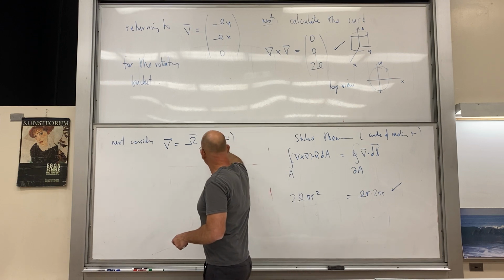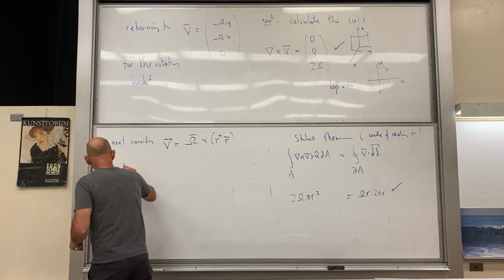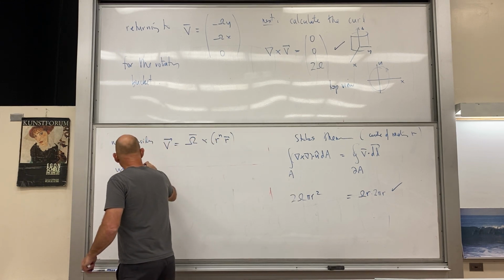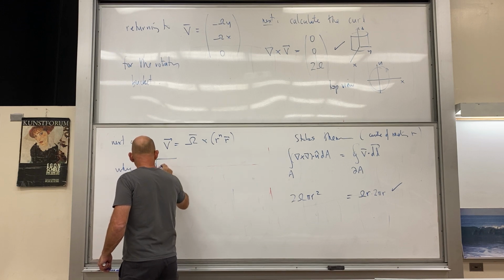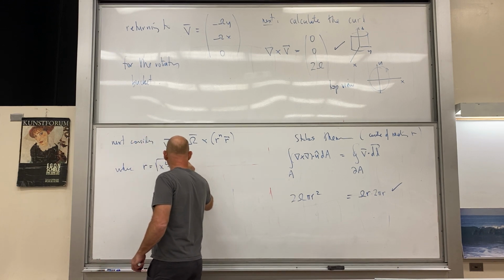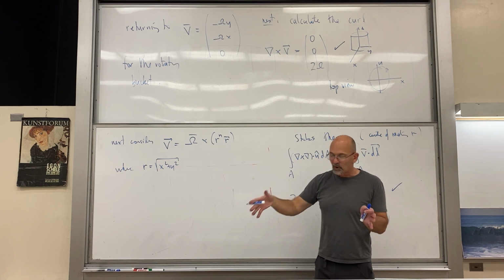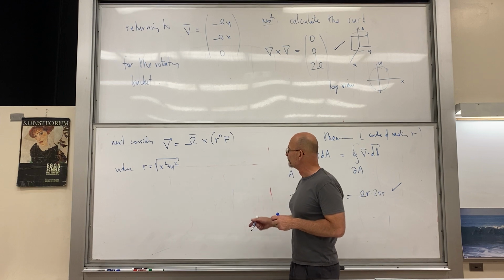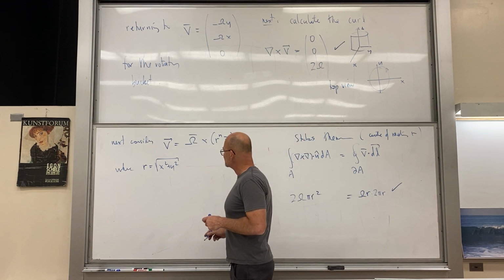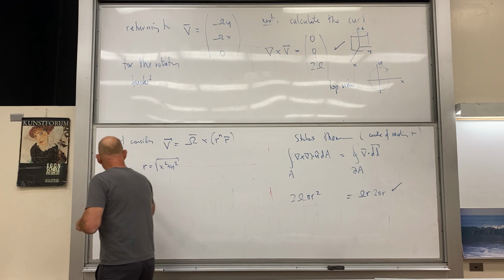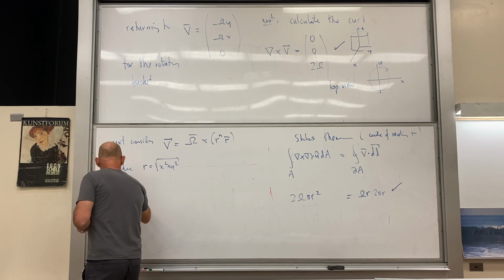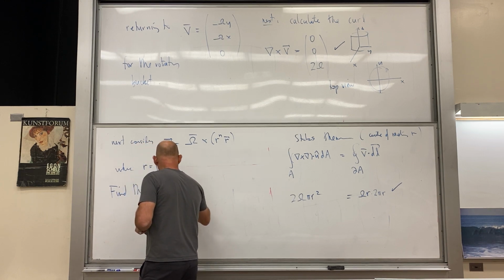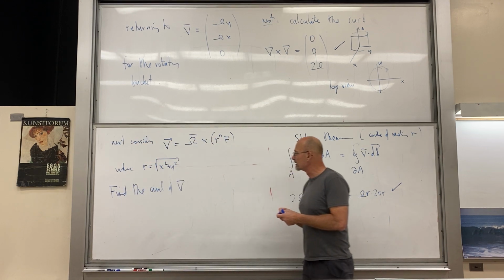And now we're going to make sure we specify, because it's a rotating object, okay? The idea is rotating, so this r is just root x squared plus y squared. We're not worried about the z component because it's just rotating, with the axial symmetry. So there's that. So we want to find the curl of this v.